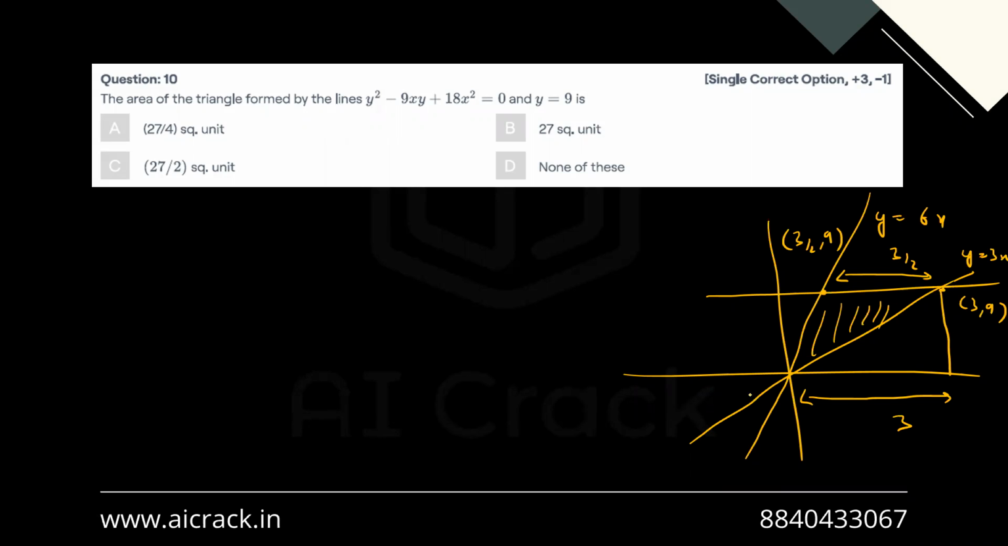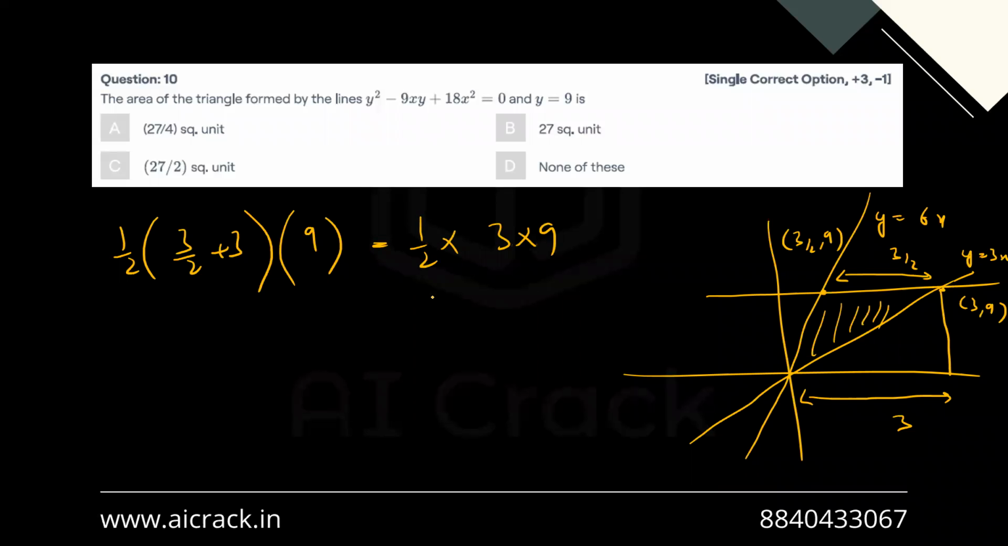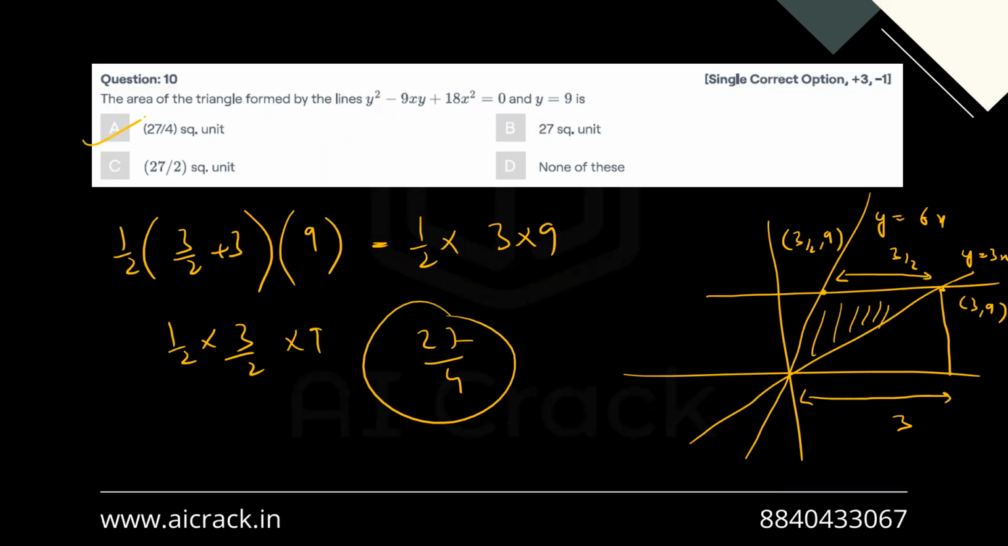So the area of the trapezium would be 1/2 (3/2 + 3) multiplied with the height, that is 9, minus the area of this triangle, that would be 1/2 x 3 x 9. So we can see that we have just an extra term of 3/2 over here, and the remaining portion is the same. So that is the answer, 1/2 x 3/2 x 9. That becomes 27/4. So A is the correct answer.